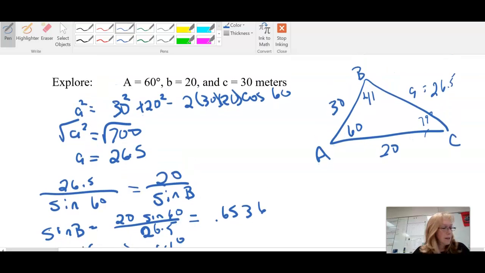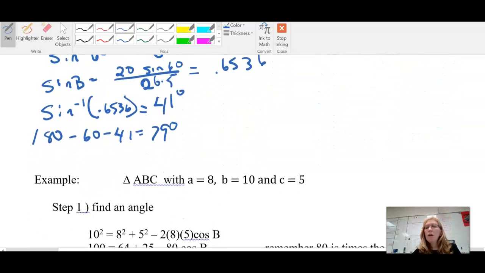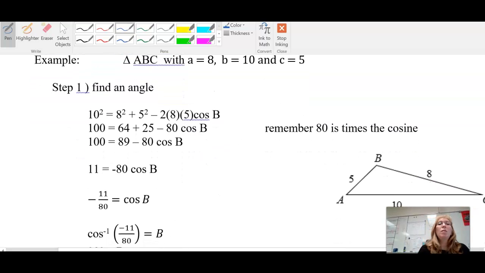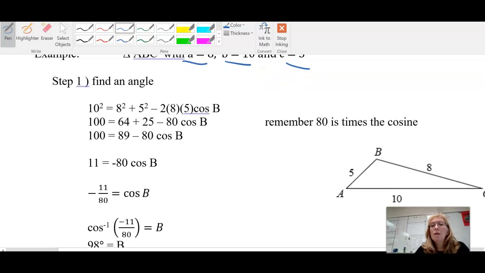All right, next, we're going to use it to find an angle. Not quite as nice this time. It's a little bit more work. So I'm giving you 3 sides, and I need to find all my angles.